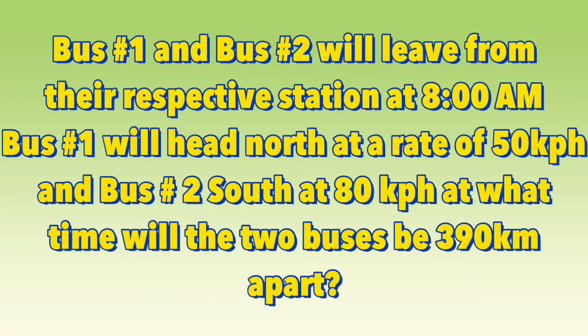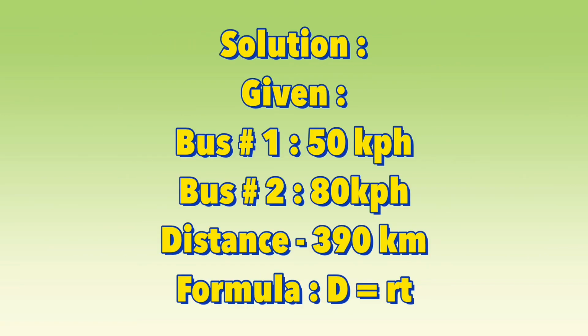Okay, the second problem: bus number 1 and bus number 2 will leave from their respective stations at 8 a.m. Bus number 1 will head north at a rate of 50 kilometers per hour and bus number 2 south at 80 kilometers per hour. At what time will the two buses be 390 kilometers apart? Our solution, given: bus number 1, 50 kilometers per hour the rate. Bus number 2, the rate is 80 kilometers per hour. And the distance covered is 390 kilometers.